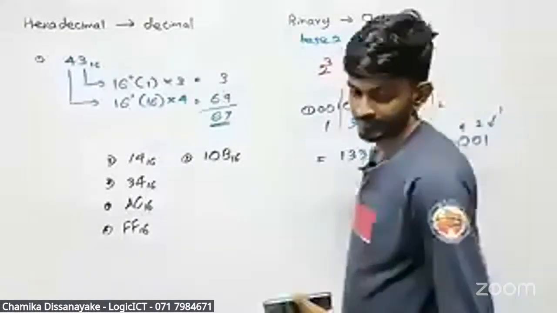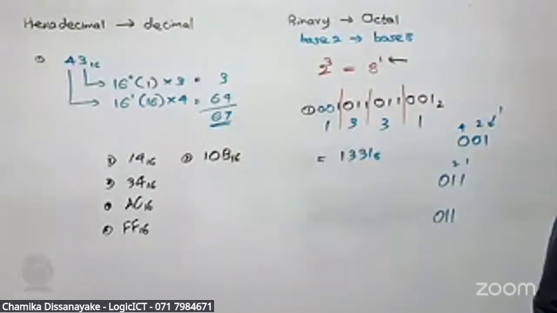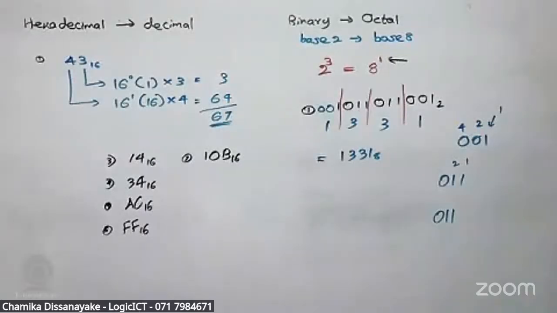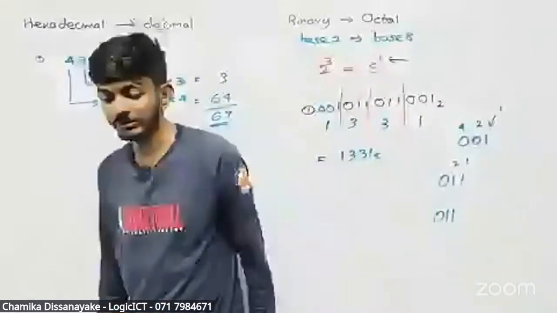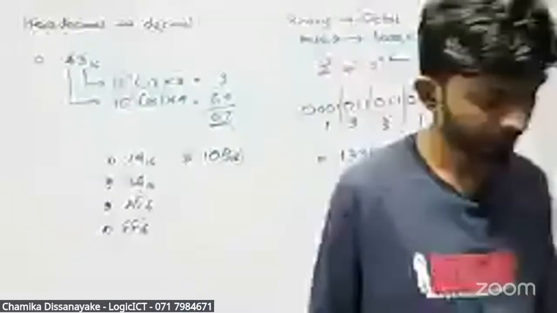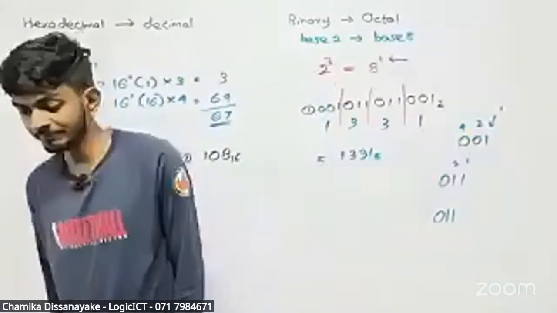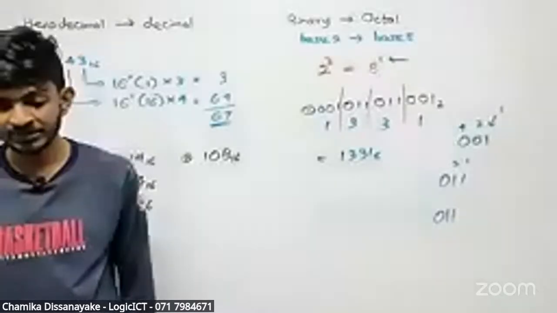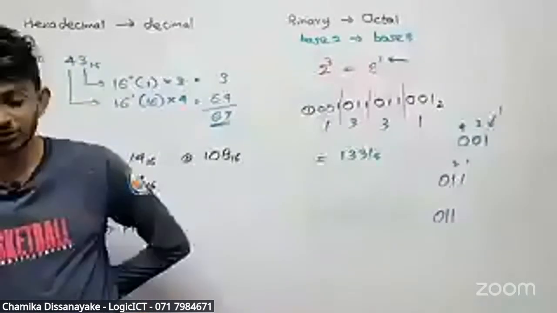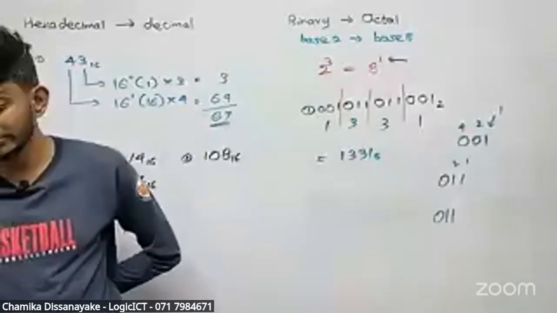The second point is the last group. If the last group doesn't have 3 bits, complete it by adding zeros.